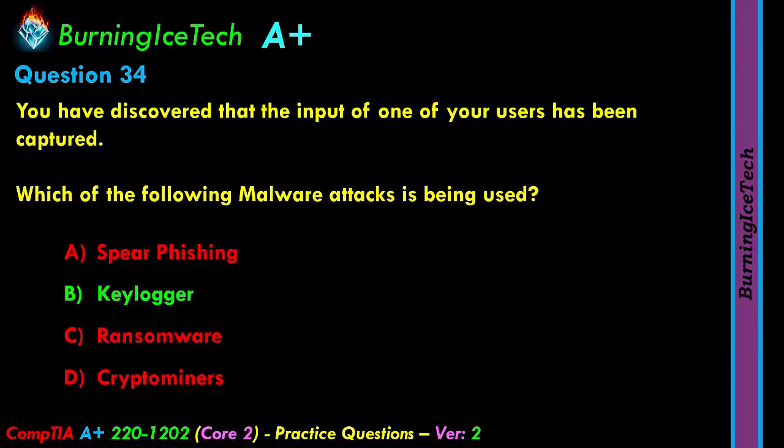D, crypto miners is when one or more machines is being used to solve complicated math algorithms, and this is normally in exchange for, well, cryptocurrency, so Bitcoin and all those kinds of things. Your machine might be turned into a crypto miner against your will, or you can do this on purpose. Either way, this is used to solve complex math algorithms, and normally this is in exchange for cryptocurrency. So the answer is and remains B.